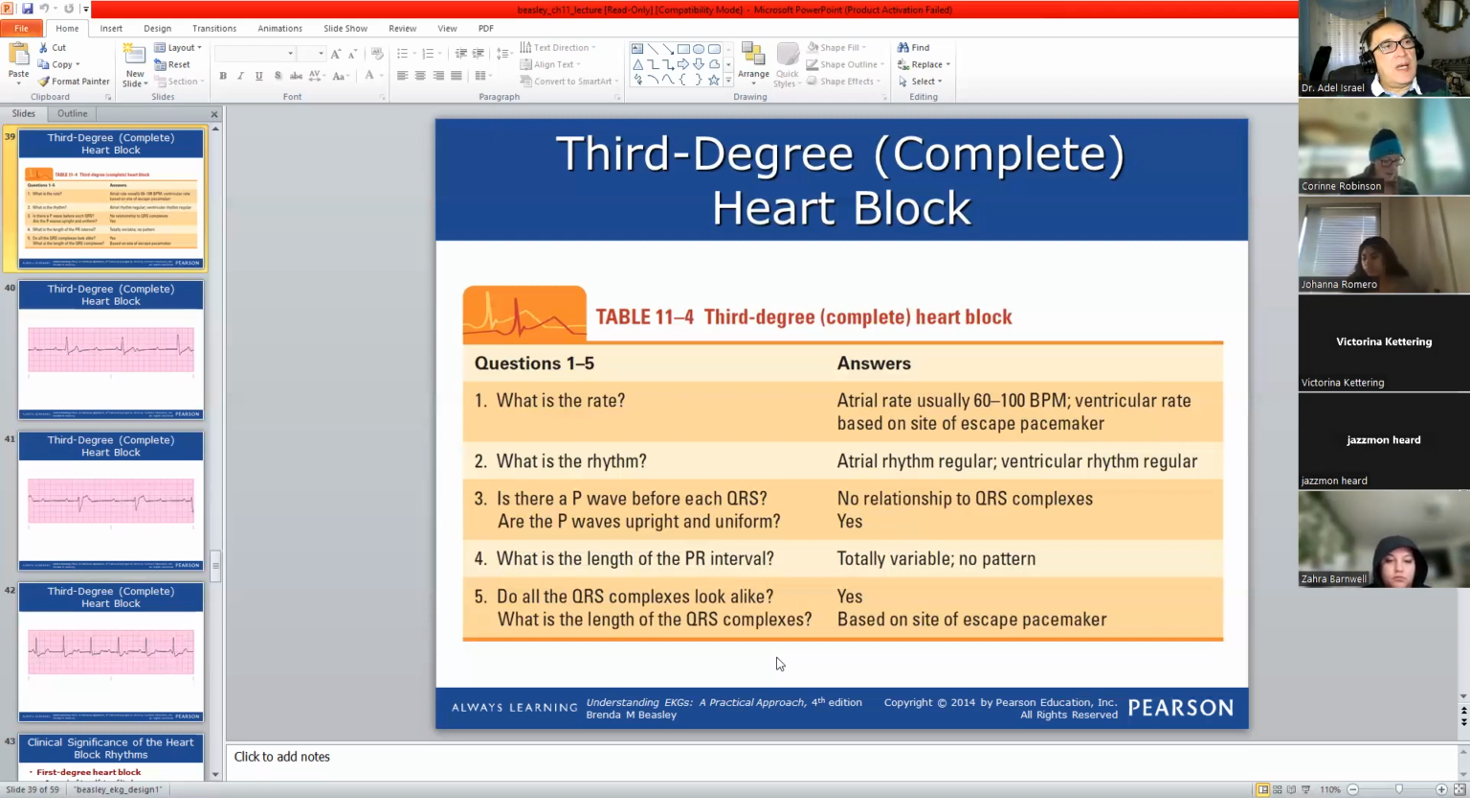So here we have the fifth question: do all QRS complexes look alike? Yes, because they are coming from the ventricle. What is the length of the QRS? It is based on the site of the escape pacemaker. It may be coming from the ventricle, so it will be wide, or coming from another part, which will be narrow. So take care of this statement. It is going to confuse you during your exam when asked, do all the QRS complexes look alike? Take care of this answer.